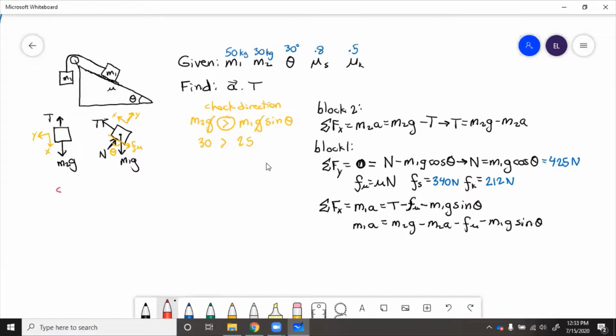So we need to check the static case to see if the blocks move. We need to see if the weight from the hanging block is great enough to overcome not just the weight from the sliding block, but also the friction that's pushing against it. So knowing that in a static case, acceleration would be 0, we compare 0 to the rest of the forces: m2g minus static force minus m1g sine theta.